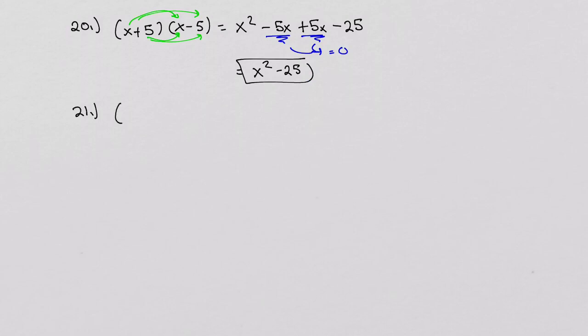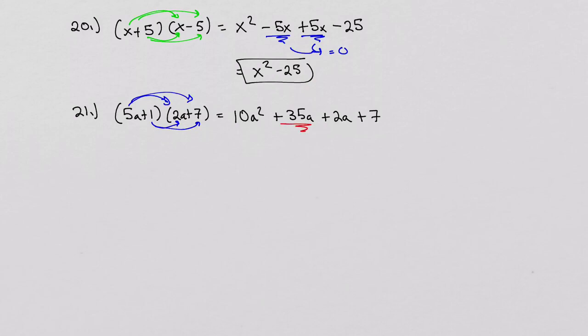21 is 5a plus 1 times 2a plus 7. Once again, got to FOIL. And 5a times 2a, that's 10a squared. 5a times 7, that's positive 35a. 1 times 2a, that's positive 2a or plus 2a. And then 1 times 7, that's plus 7. And we have these like terms that can be combined, and we've got 10a squared plus 37a plus 7. And that is our answer.